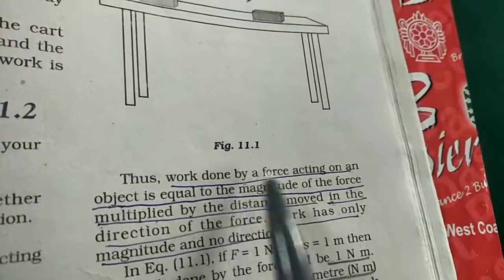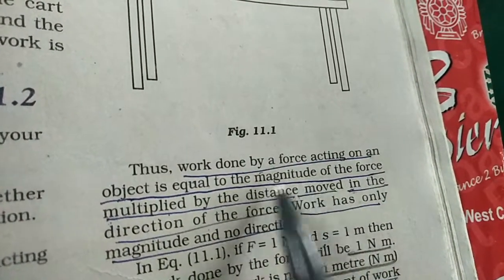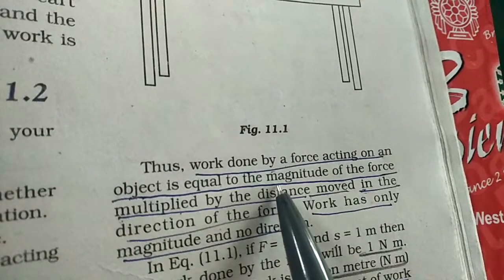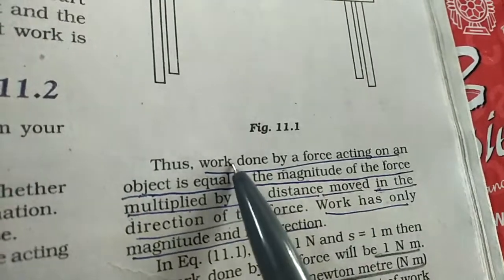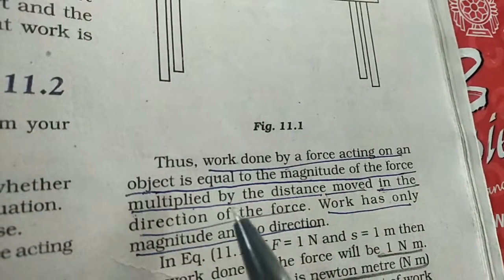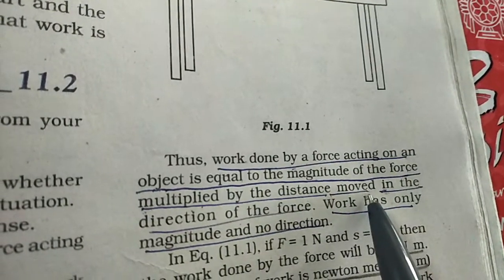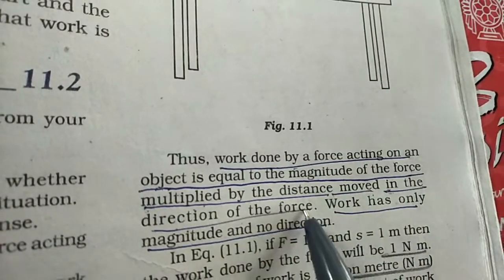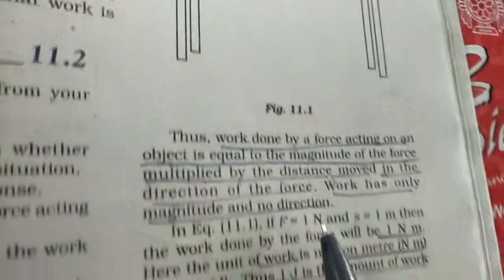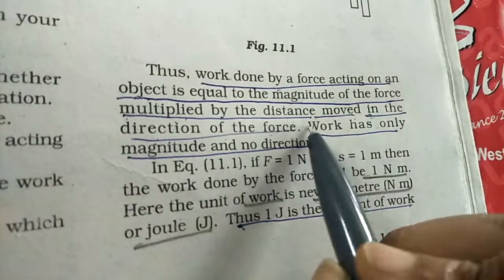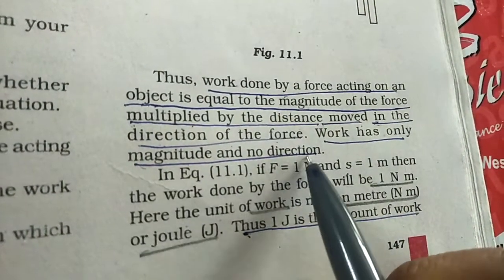Now, work done by the force acting on an object is equal to the magnitude of force multiplied by the distance. What is the meaning of this? It means that how much ever the value of the force, that much the work will be done. More the force, more work will be done. Less the force, less work will be done. And then it has to be multiplied by the distance which is moved, and this all should be in the direction of the force. Now, work is a scalar quantity, so there is only magnitude, no direction.